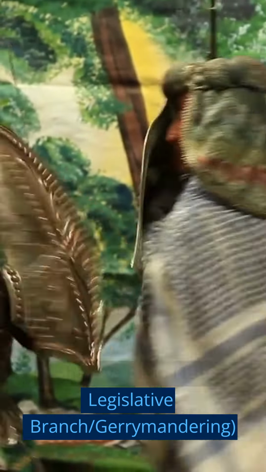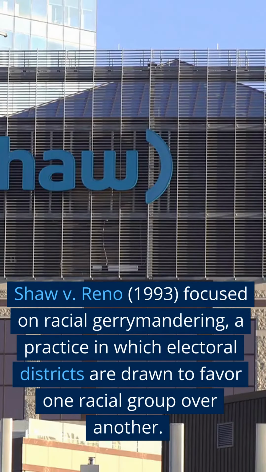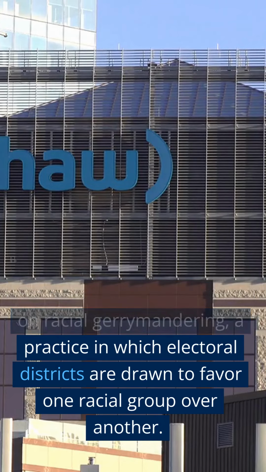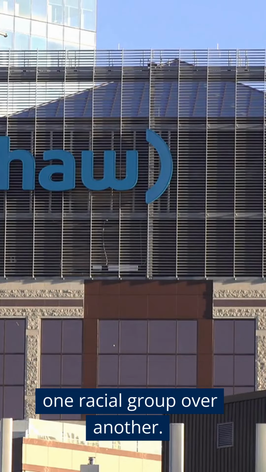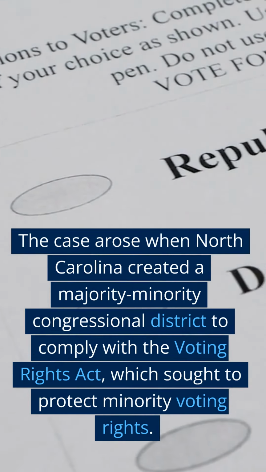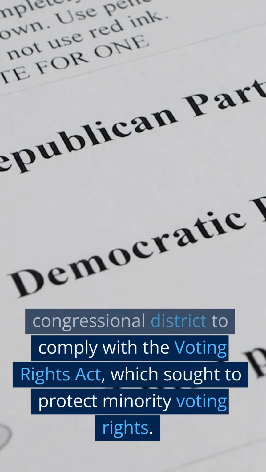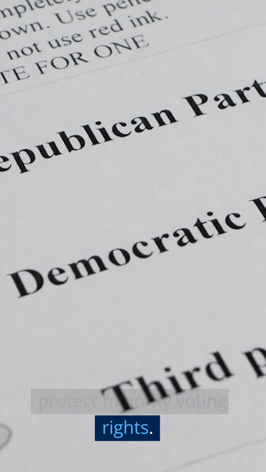4. Shaw vs. Reno, 1993, Legislative Branch, Gerrymandering. Shaw vs. Reno, 1993, focused on racial gerrymandering, a practice in which electoral districts are drawn to favor one racial group over another. The case arose when North Carolina created a majority-minority congressional district to comply with the Voting Rights Act, which sought to protect minority voting rights.